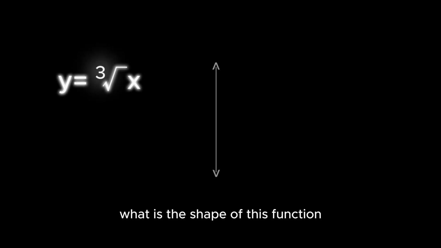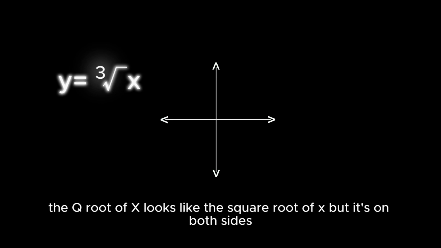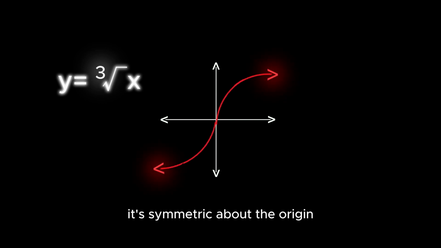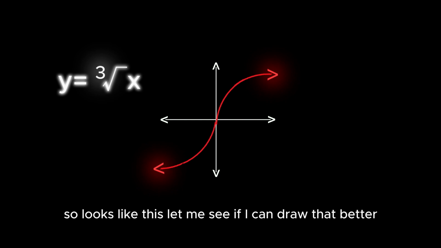Now, what about the cube root of x? What is the shape of this function? The cube root of x looks like the square root of x, but it's on both sides. It's symmetric about the origin. So it looks like this. Let me see if I can draw that better.